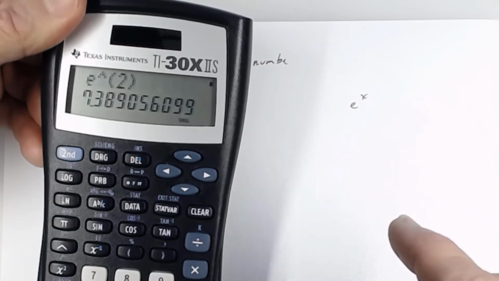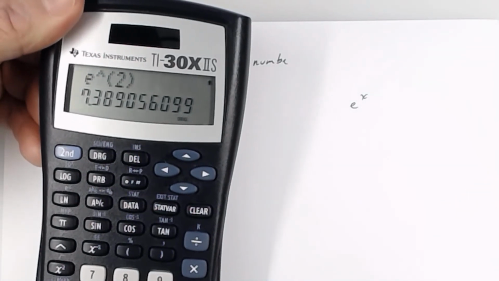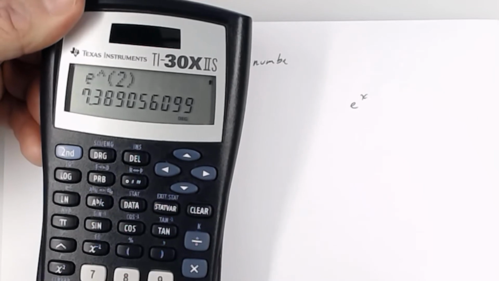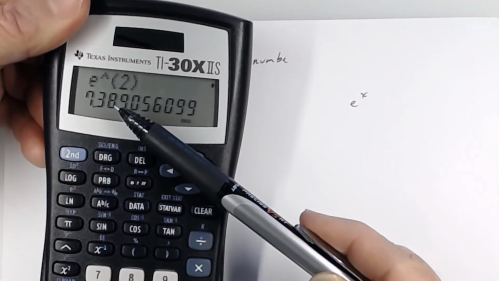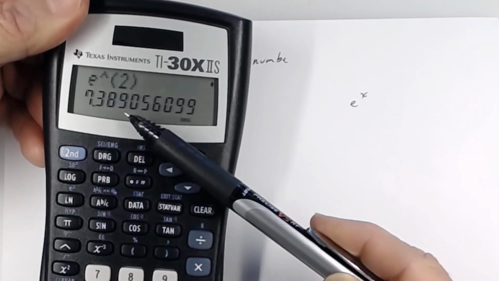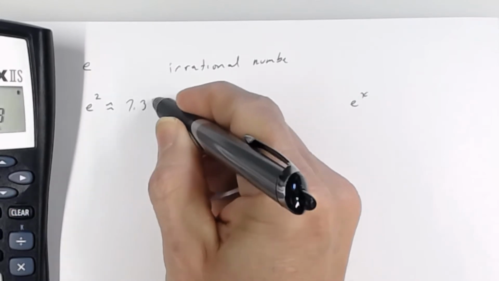7 point, and they're going to ask you to round to 3 decimal places. So to 3 decimal places, that's 7.389. So that's about equal to 7.389.